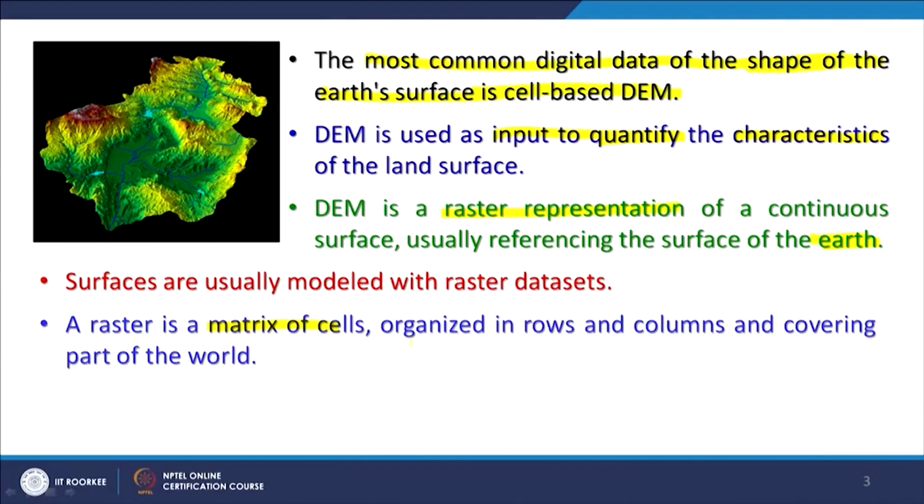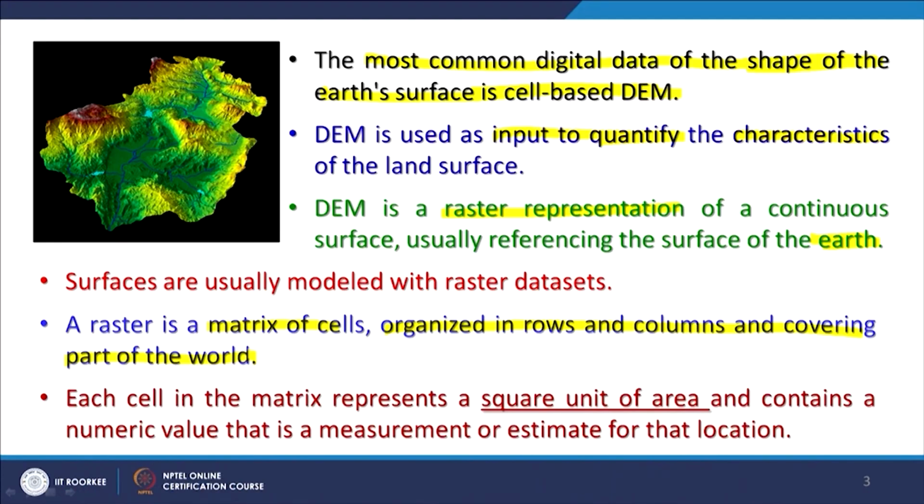A raster is basically a matrix of cells organized in rows and columns and covering parts of the world. When we discussed raster, a similar discussion came up, but just for completeness I am repeating some parts, so that when we go on to digital elevation and its applications, we understand everything. Also, as you know, the unit of a raster is always square and it contains a numeric value that is measured or estimated for that location.